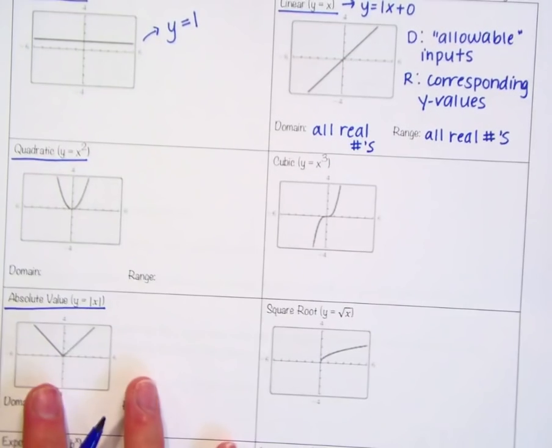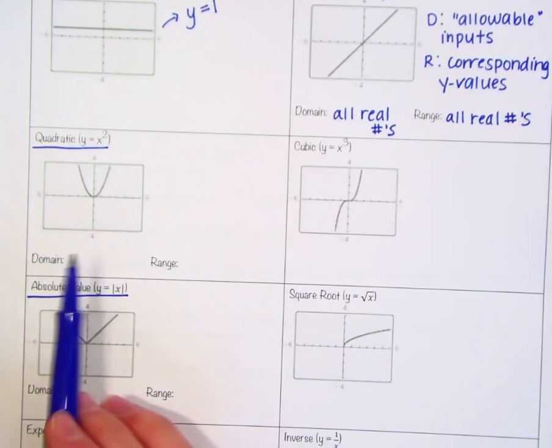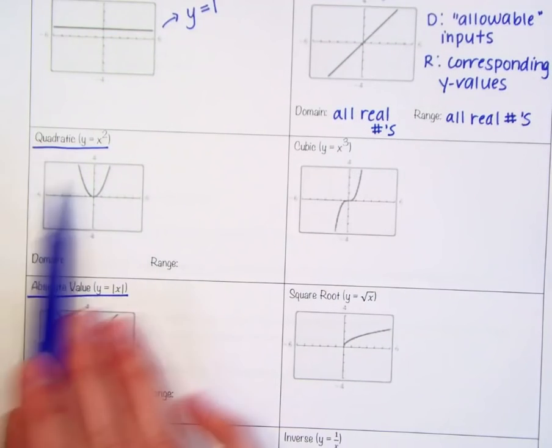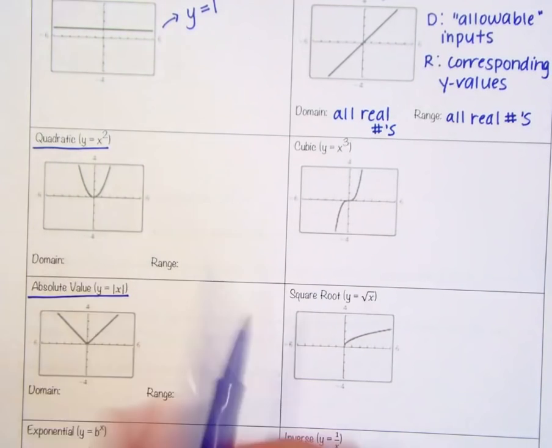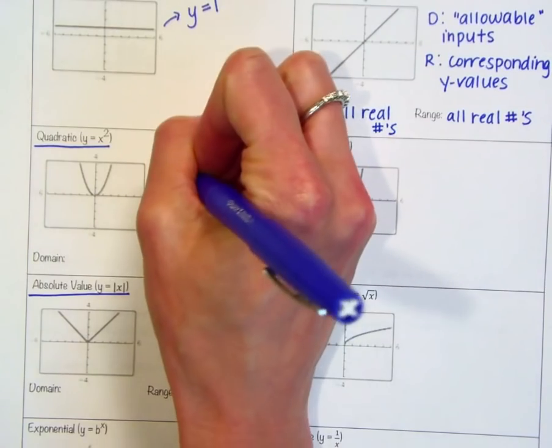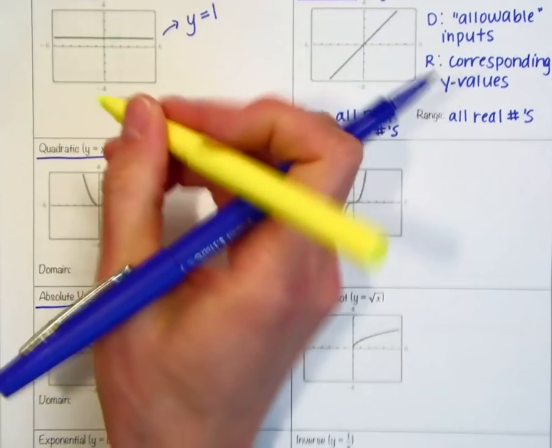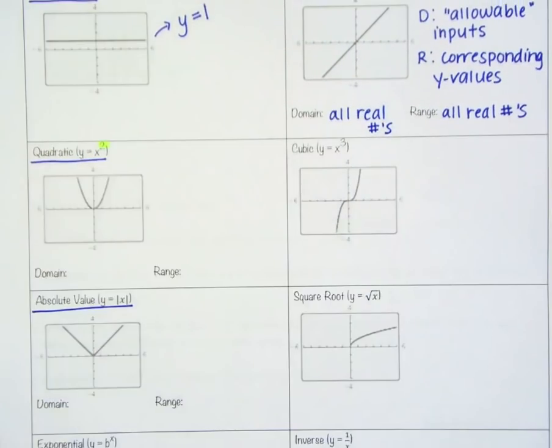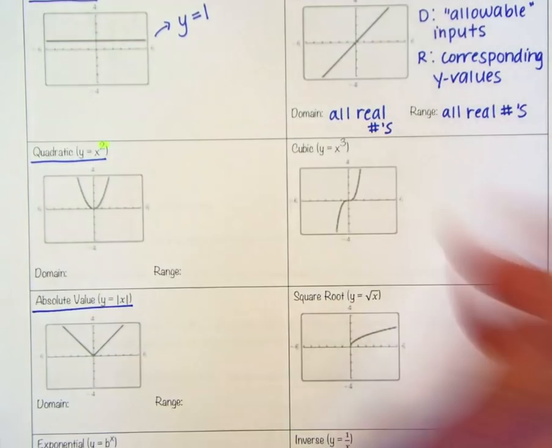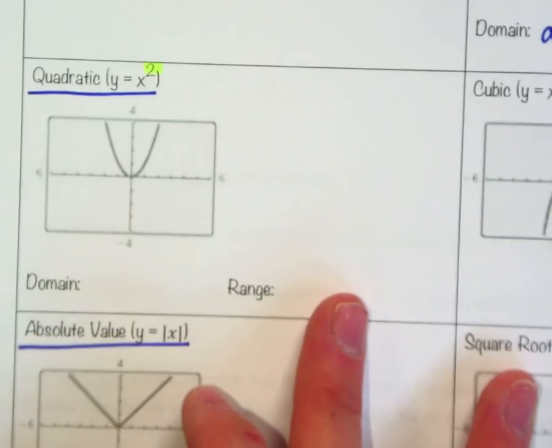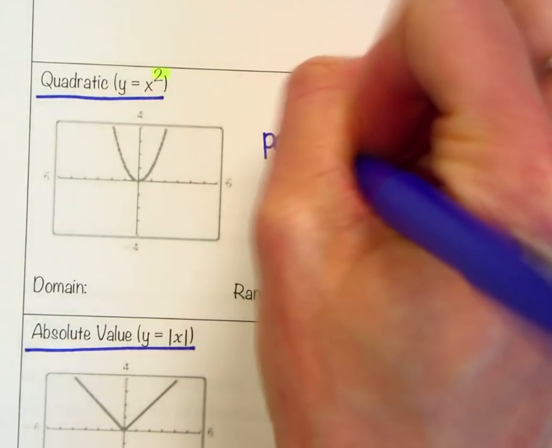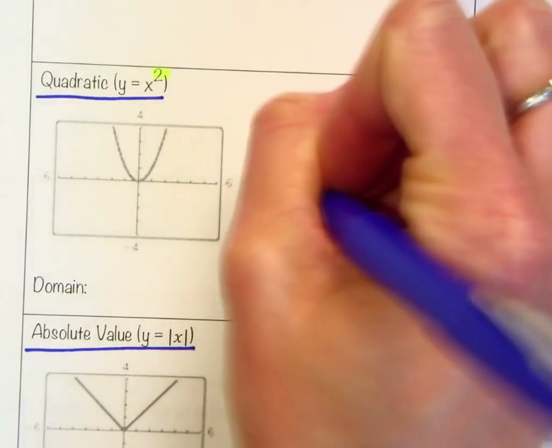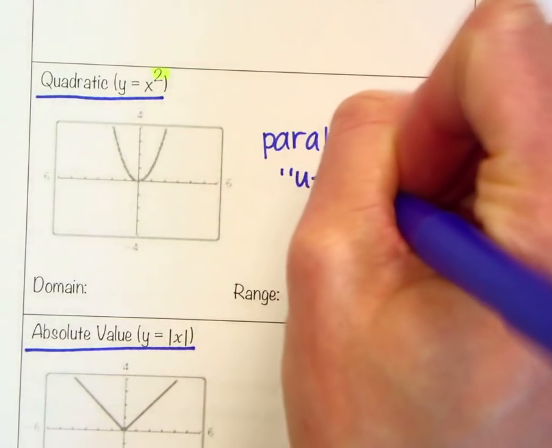Okay. The next parent function that we're going to look at is the quadratic function. Okay. So the most basic quadratic function is going to be y equals x squared. Okay, so you know that it'll be quadratic because the highest exponent will be a 2. So a quadratic function will always be a parabola. So it'll be what we call U-shaped, look like a U.